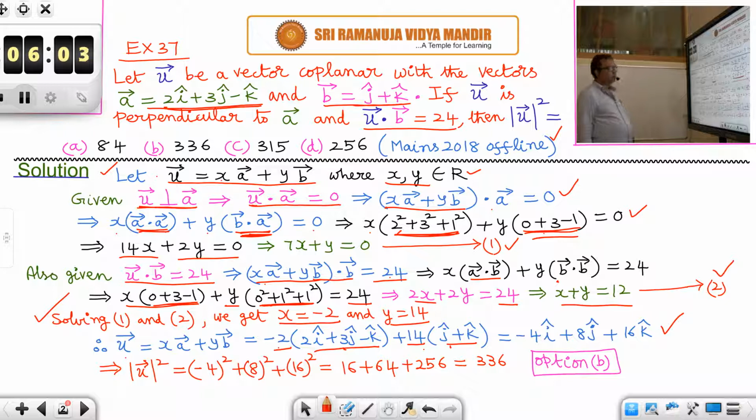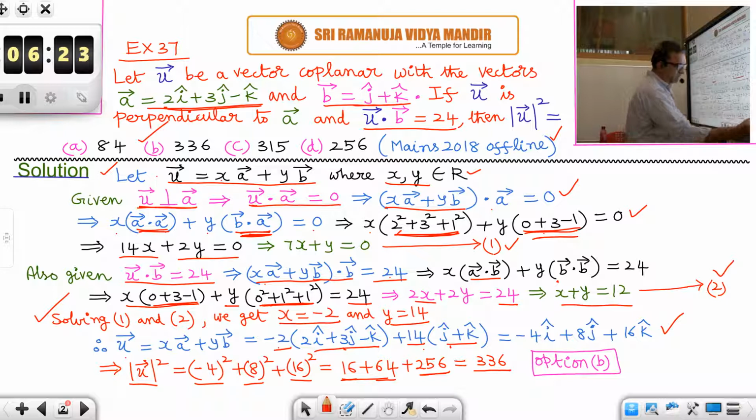So he wants mod u bar whole square. Mod u bar whole square is minus 4 whole square plus 8 square plus 16 square, so 16 plus 64 plus 256, so this is 80 plus 256, 336. 336 is option B, so option B is right.